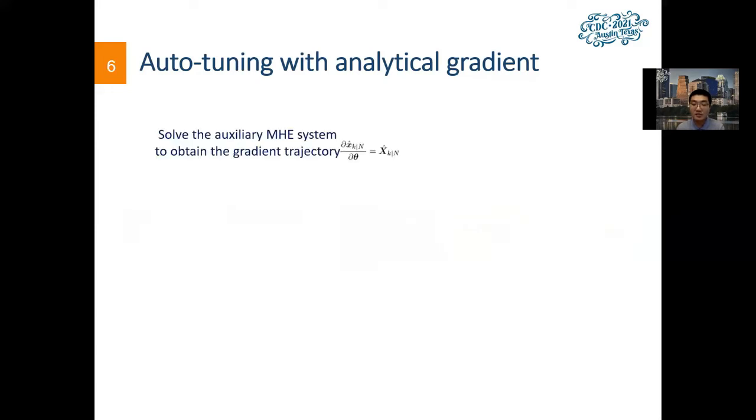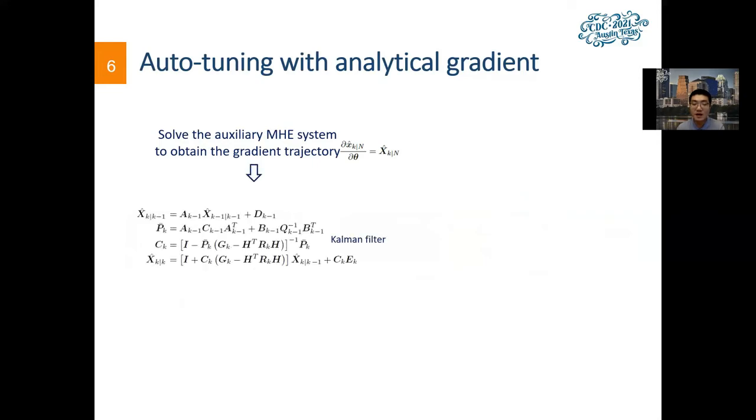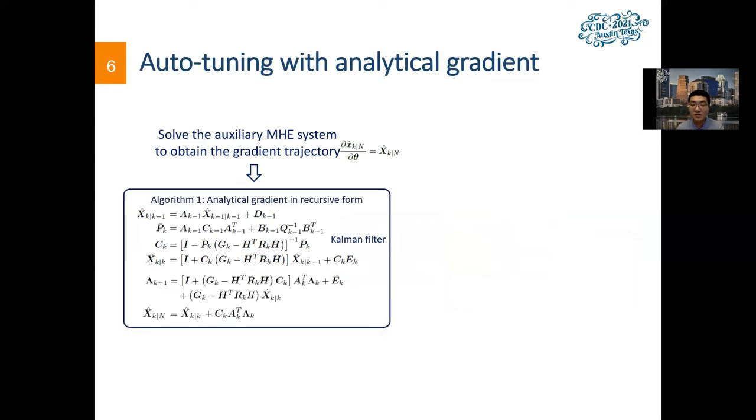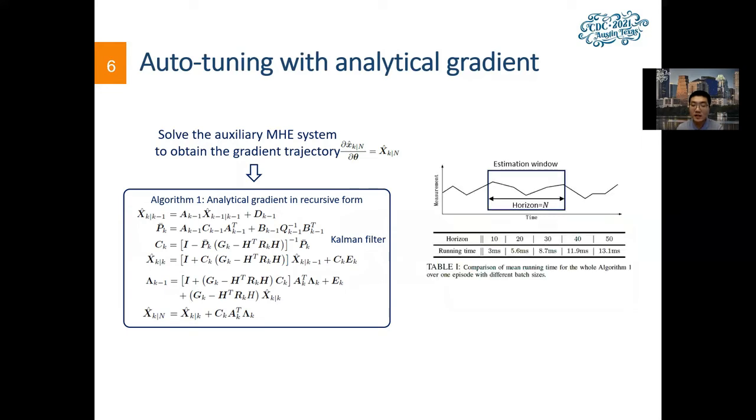We propose to solve this auxiliary MHE system very efficiently by using a common filter. Interestingly, the analytical gradient can be solved in a recursive form, which makes the algorithm computationally efficient. To validate this property, we measure the running time of the algorithm for a quadrotor model. As we can see from this table, even when the horizon increases to 50, the computation time is only 13.1 milliseconds. This means that the algorithm is lightweight enough for real-time execution on a quadrotor.